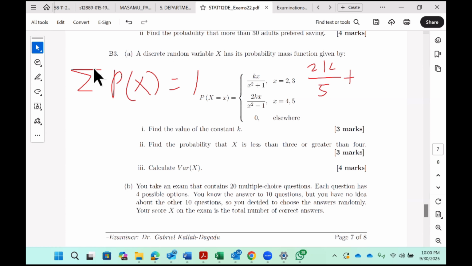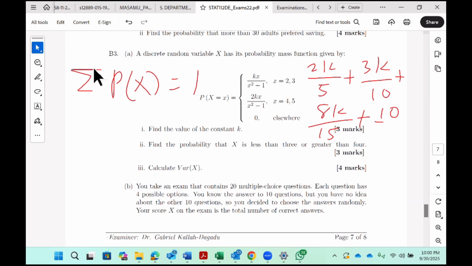Then I have plus 4. When I put 4 there, I have 4 times 2, that will give me 8K over 4 squared is 16 minus 1, 15. Then I have plus 5 times 2, that will give me 10K over 5 squared is 25 minus 1, that will give me 24.